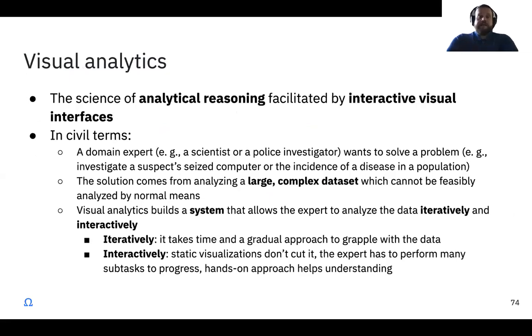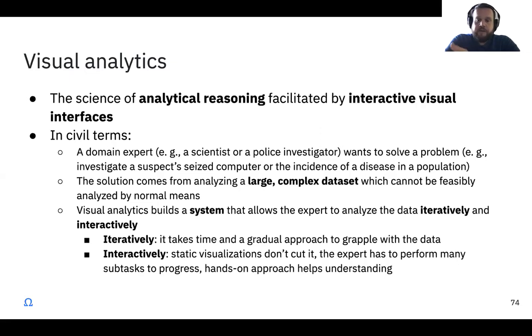Moving on to visual analytics. So visual analytics, those are intuitive tools for complex data sets. The official definition is that it's the science of analytical reasoning facilitated by interactive visual interfaces. I mean, this is a very content-heavy slide, but I felt the need to unpack the definition in a bit more civil terms. So suppose you have a domain expert. It can be, let's say, a medical scientist or a police investigator. They want to solve a certain problem.